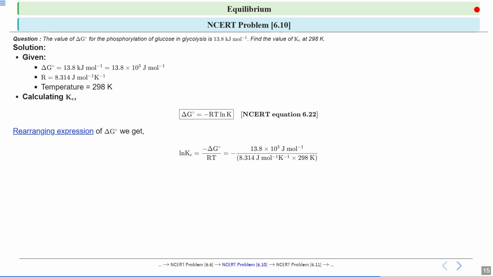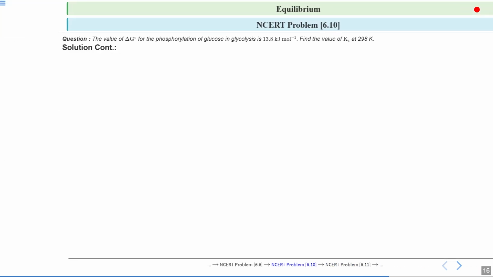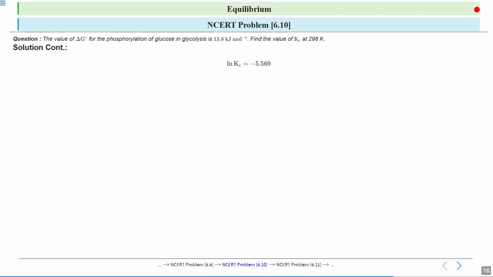If you put the values, 13.8 multiplied by 10 to the power 3 joule per mole divided by 8.314 joule per mole per Kelvin multiplied by 298 Kelvin, again with a negative sign. Remember, I have told you if you want to find the value of Kc, you have to take the exponential value. So let's do this. Upon solving this, you get ln Kc equal to minus 5.569. Then further we will take the exponential to cancel out this ln. So Kc can be written as e to the power minus 5.569.